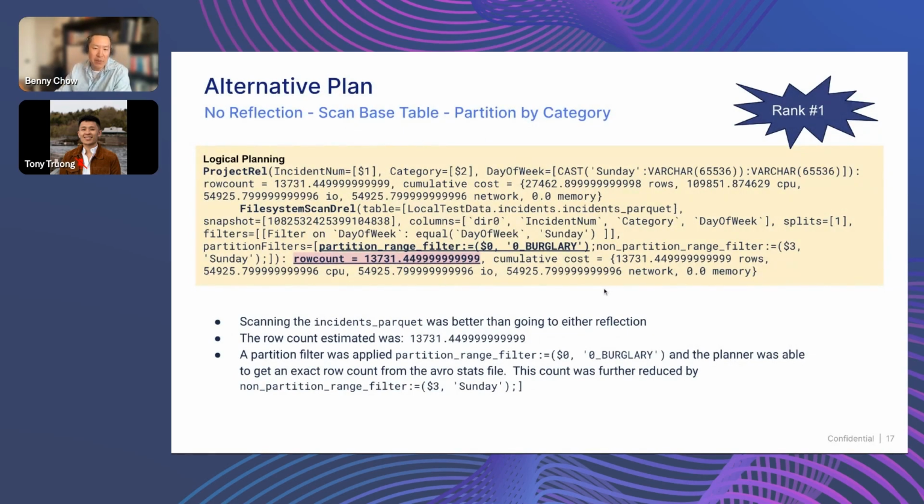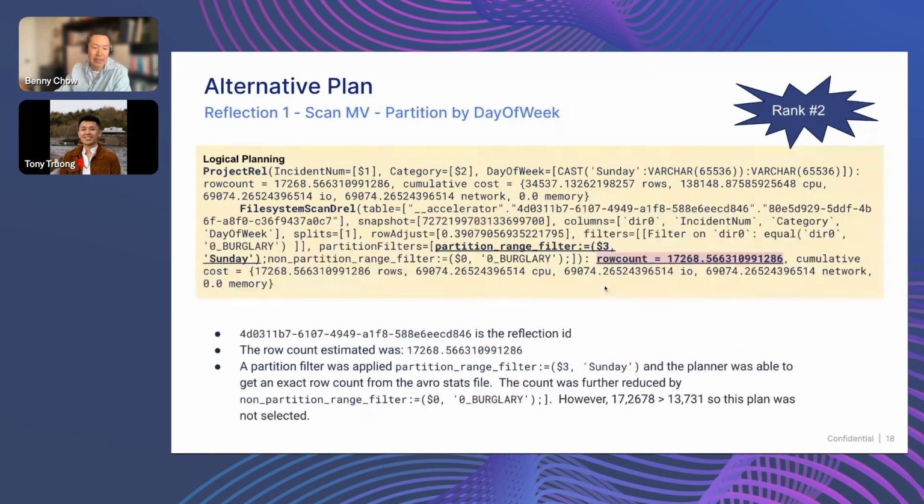So let's look at what happens with the second plan. In the second plan, you can see here, this is the one that is scanning the materialized view that's partitioned by day of week. And in this case, you see that the table used is the actual reflection. So this is the reflection ID and this is the materialization ID, right? And in this case, the partition filter that we pushed down was the one on day of week equals Sunday.